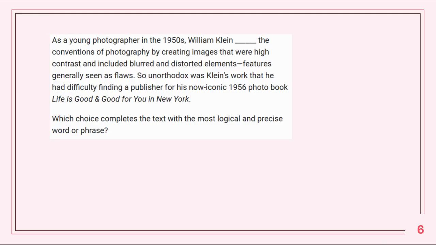Okay, so what's the main idea here? We're talking about this William Klein guy who's a photographer. And what is it saying about his photos? Well, we're talking about the conventions of photography, so we probably need a verb here, right? He's doing something to the conventions of photography. There's a lot of words in here pointing us in the right direction. We can see that he created images that were high contrast, blurred, distorted, and had features that were generally seen as flaws. So even though they were generally seen as flaws by these conventions, which is like the standard or the normal thing to do, he still made photography that was sort of unusual, okay?